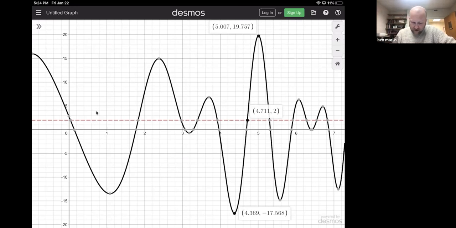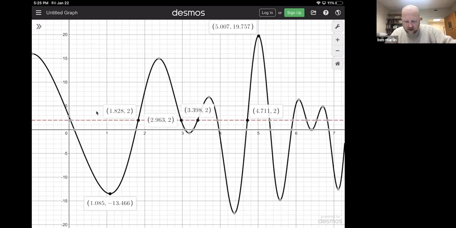Now, for that matter, though, instead of referring to 4.369 and 5.007, we could have used this one over here, this 1.085 and negative 13. Then we end up having three, oh gosh, I missed one, 3, 4, 5 different values of x that give us a solution to that equation. All the intermediate value theorem told us was that there would be one. And which one? Could be any of them, okay?